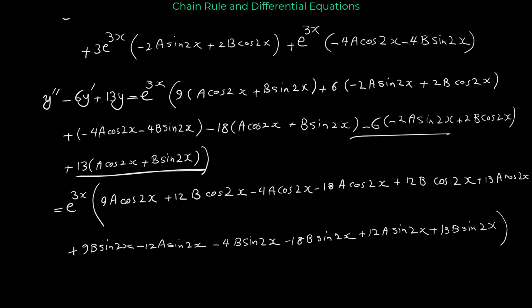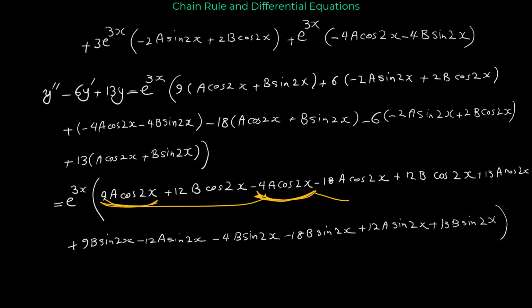So let's simplify the inside. We have 9a cosine 2x minus 4a cosine 2x minus 18a cosine 2x plus 13a cosine 2x. 9 minus 4 is 5. 5 minus 18 is negative 13, plus 13 is 0. So these terms cancel each other.